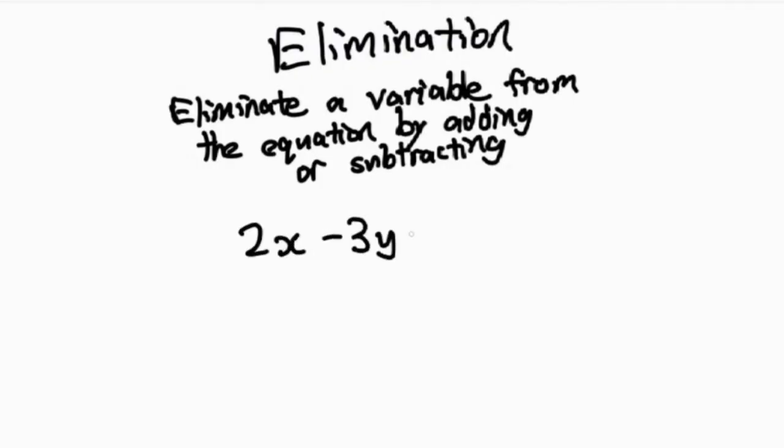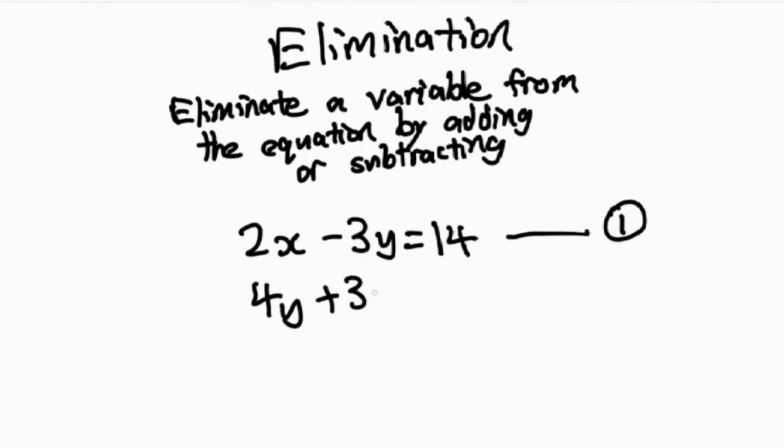We have the equation 2x minus 3y equals 14. This can be labeled as equation 1. And we have the equation 4y plus 3x equals 4. Let's label this equation 2.